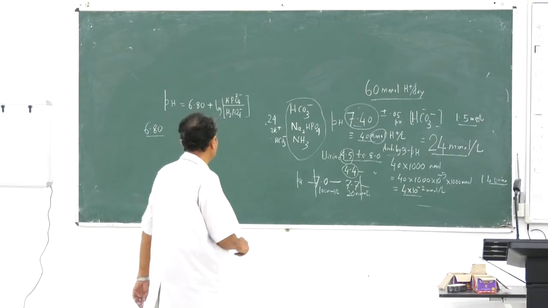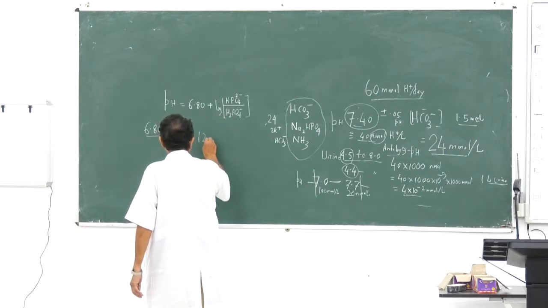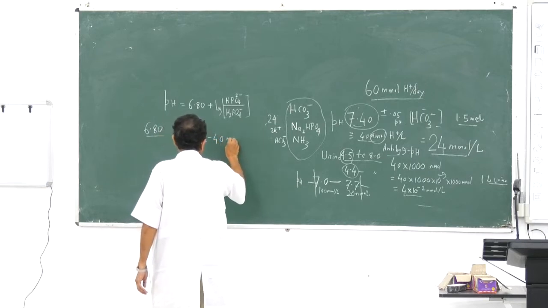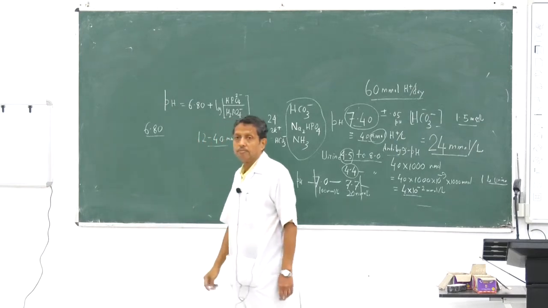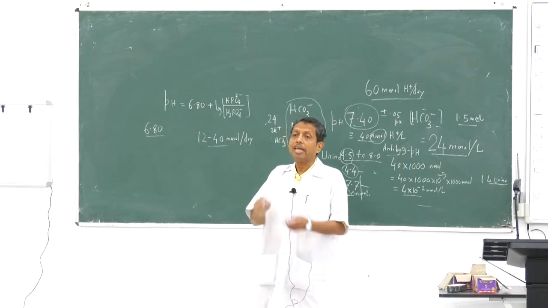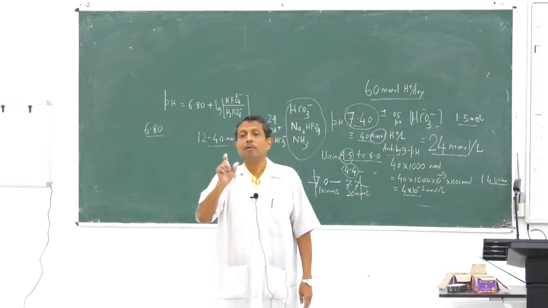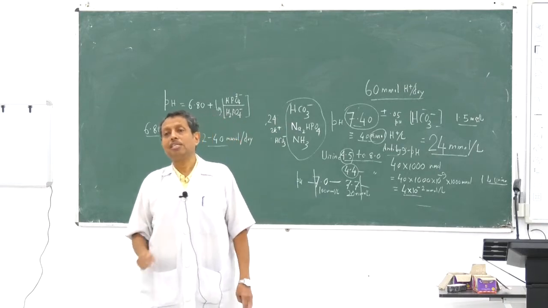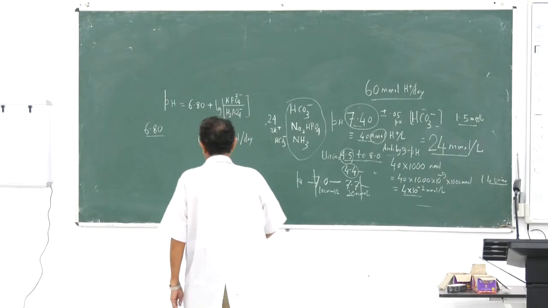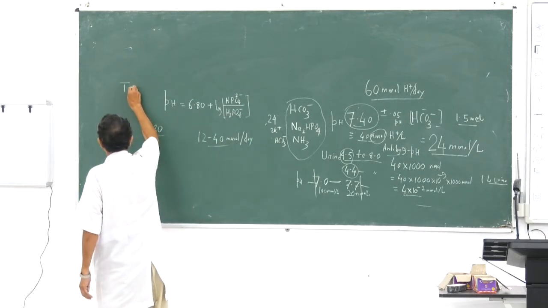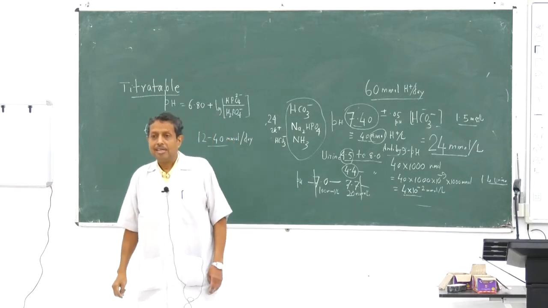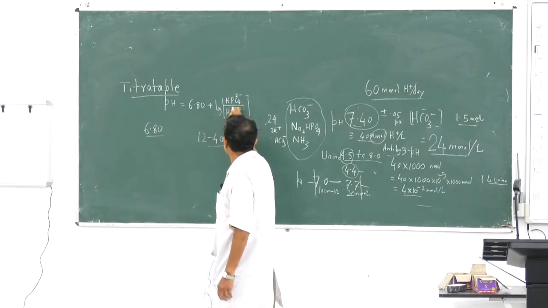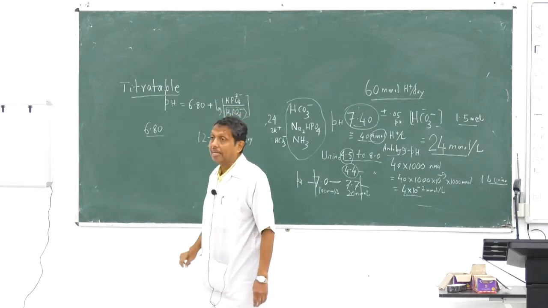12 to 40 millimole per day normally in health can be eliminated as this acid phosphate, and they form the primary part of titratable acidity. This acid phosphate is primarily responsible for titratable acidity.